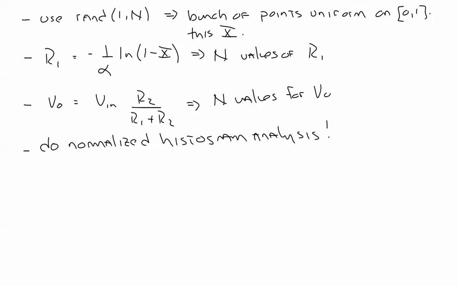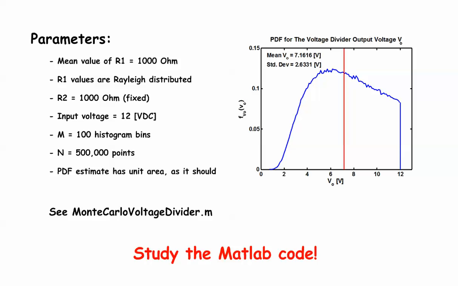Do normalized histogram analysis like we discussed in the previous lecture. All right. That's my result. Okay? This is, in the upper right-hand corner, the plot of the probability density function for my voltage divider output. Okay?